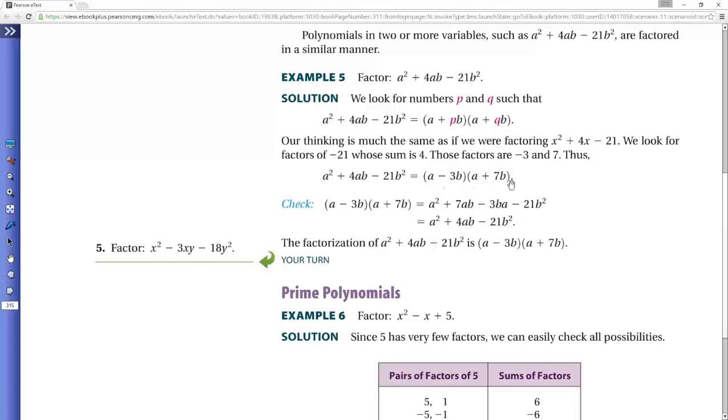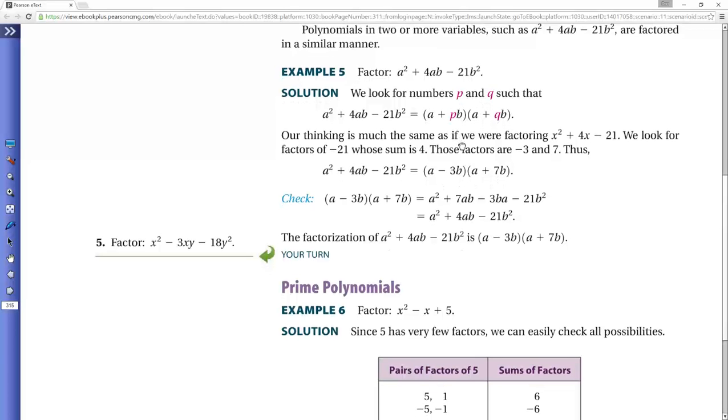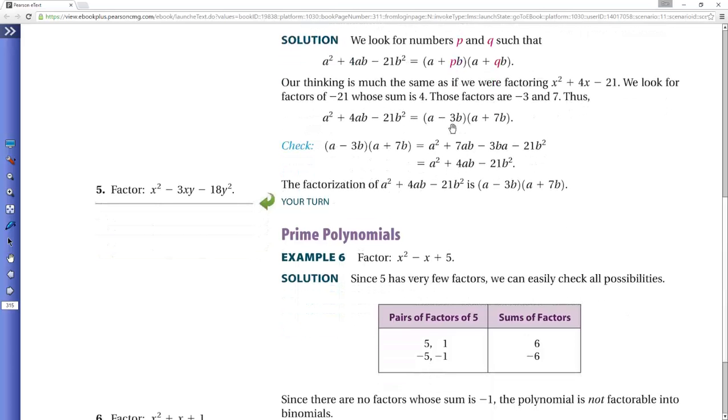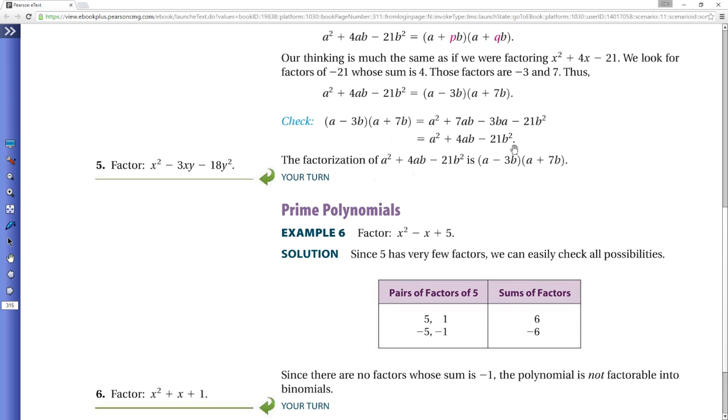I'm going to have this middle term be a times b, which will be my like term. So going back to this, we find factors of negative 21 that will add up to 4, which would be positive 7 and negative 3. And then check. We didn't talk about the checking too much, but as they get more complex, it is definitely worth the time to check.